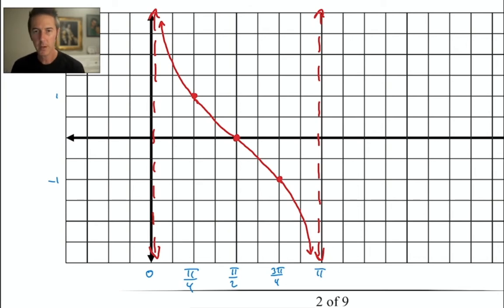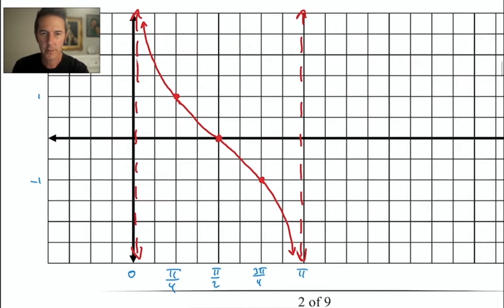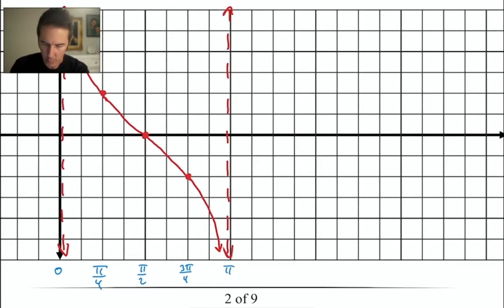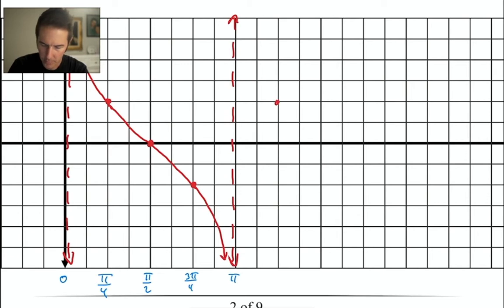And then let's graph one more iteration of this, just for your reference. 2 boxes to the right, we'll go up to 1, 2 boxes to the right, to 0, 2 to the right, down to -1, 2 to the right, another asymptote. And rises to the left, falls to the right.